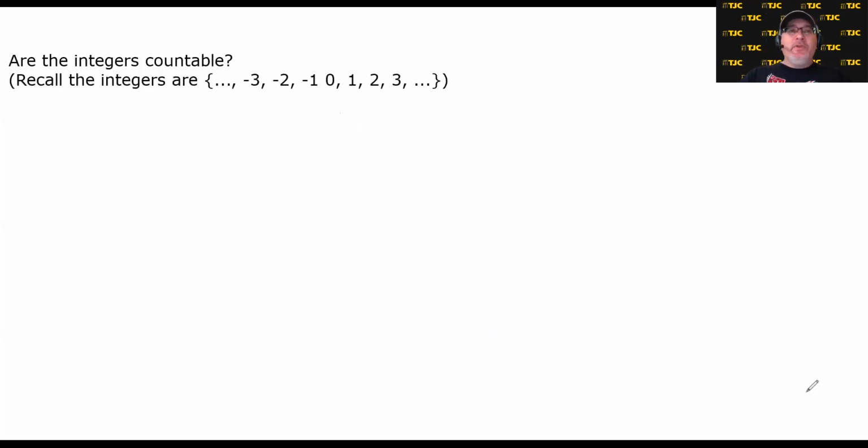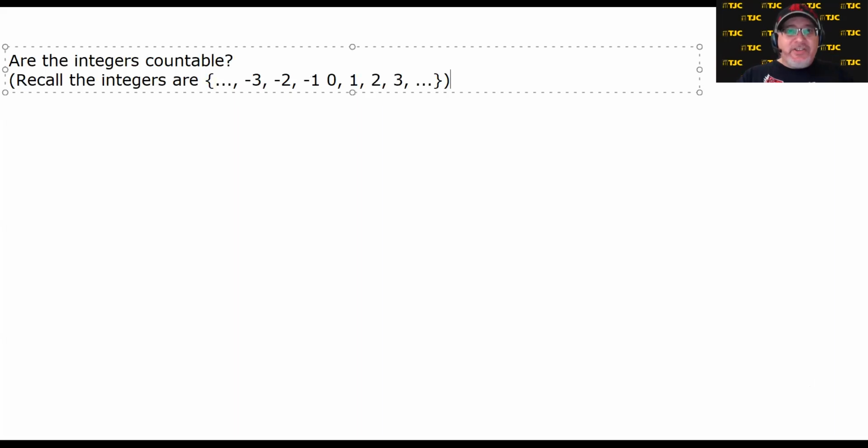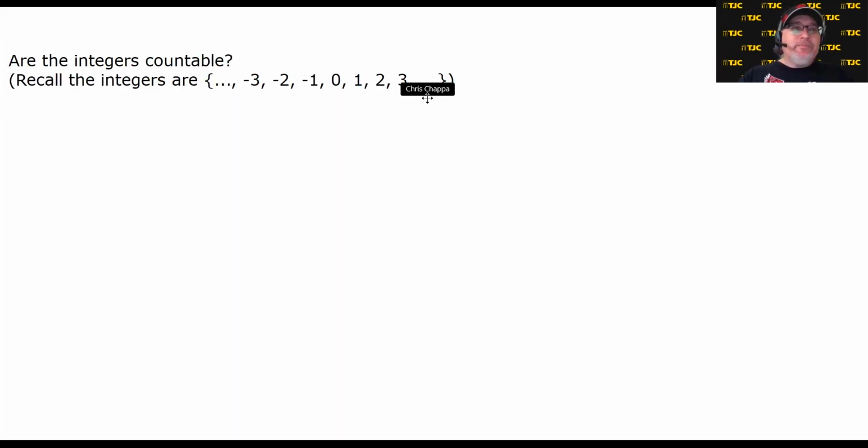Are they countable? Recall that the integers are the positive and negative whole numbers. So they start with some ellipses and then they pick up with negatives, hit 0, and then they continue with positive whole numbers. So to show that these are countable, we would have to put them in one-to-one correspondence with the natural numbers. So let's start with the natural numbers.